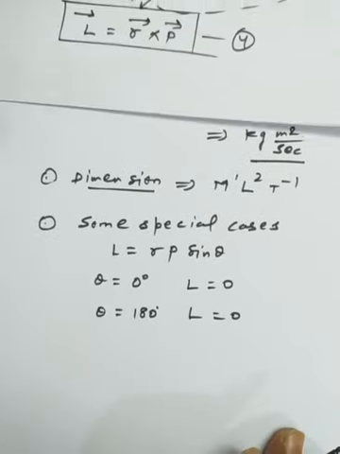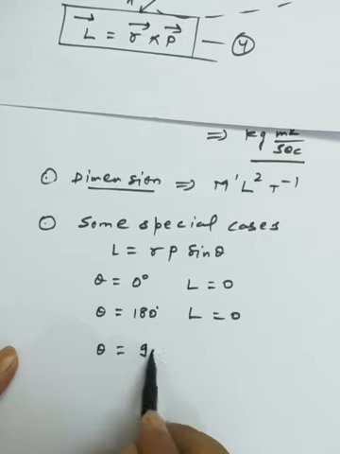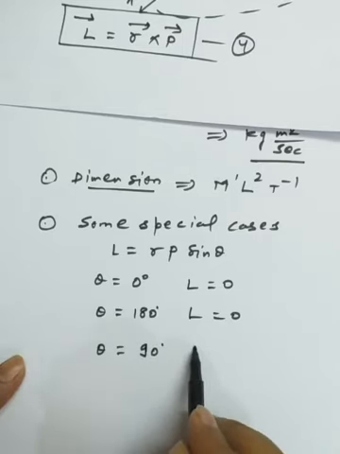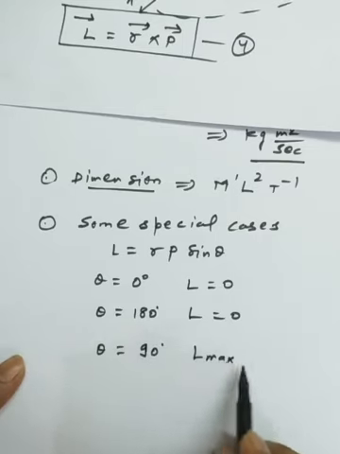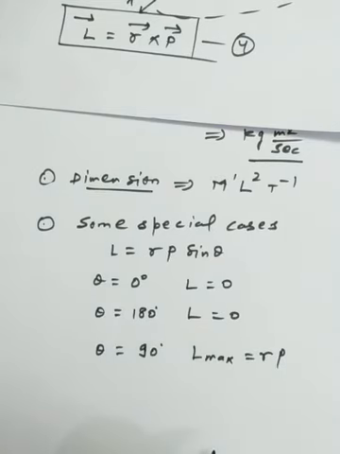Now what is the third option we have? If theta is equal to 90 degrees between R and P, then L will have the maximum value, that is RP. So these are the three special cases we have.